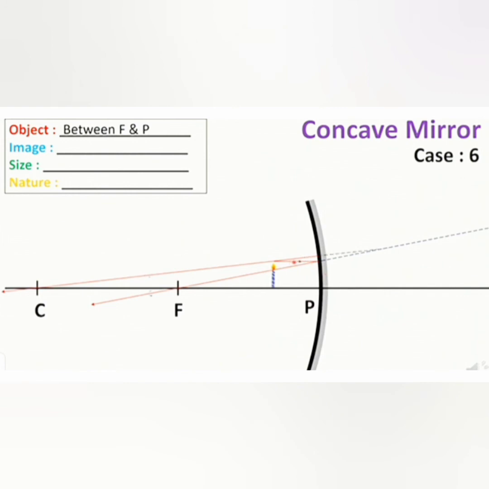If I extend both of the rays behind the mirror, then they will meet together behind the mirror. Where I find the image, this time our image is behind the mirror. The size of the image is enlarged because the image is larger than the object. Now the nature. What is the nature of the image? As the image is formed behind the mirror, it is virtual and erect.